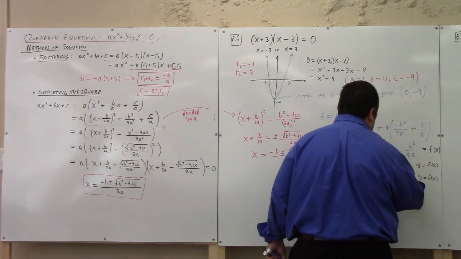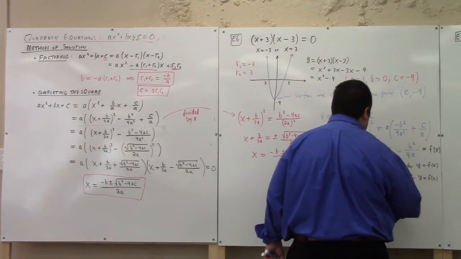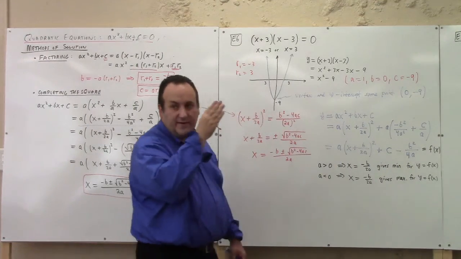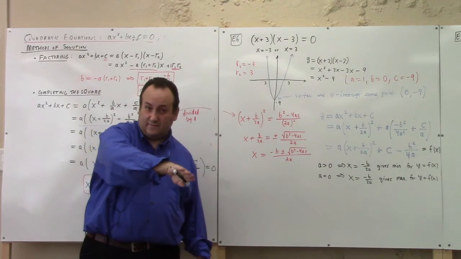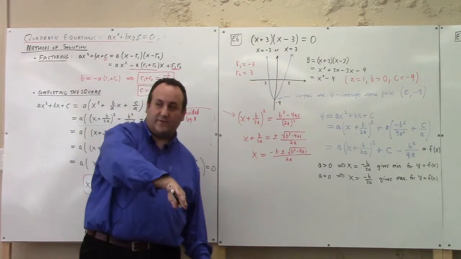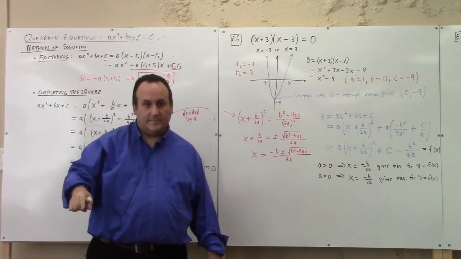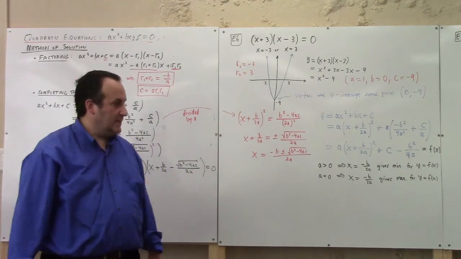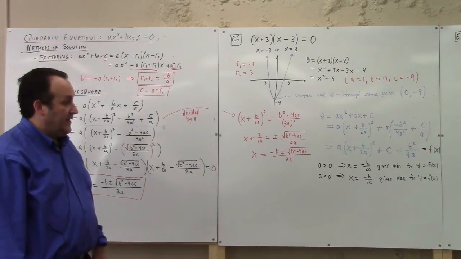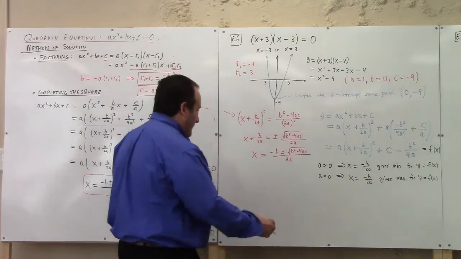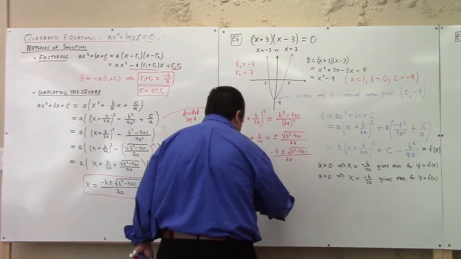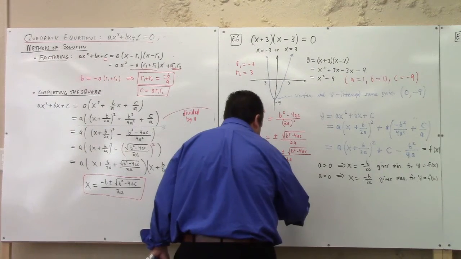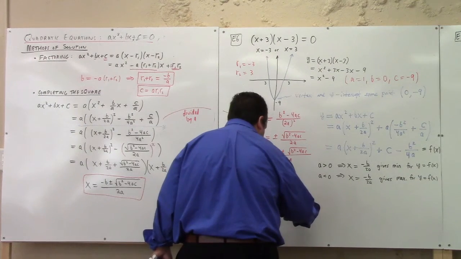I'm being optimistic here. As I said before, when a is positive, the minimum is the vertex, right? When a is negative, the vertex happens to be where the graph is maximal, right? So hey, notice that the vertex is where? It's at minus b over 2a, comma what?